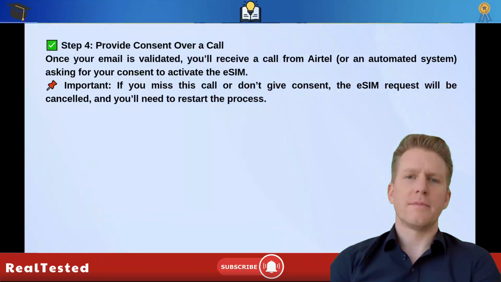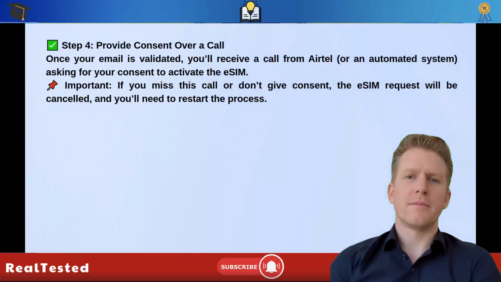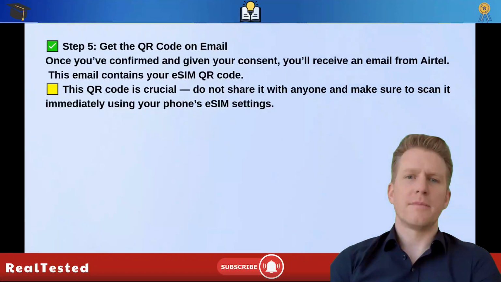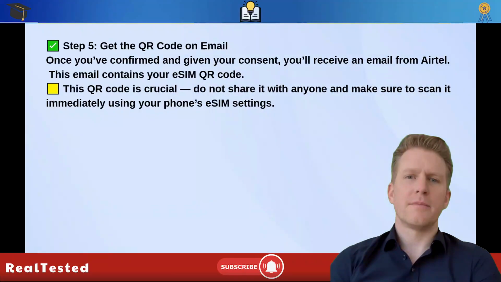After confirming via text, expect a verification call from Airtel. You must answer this automated or live call to give final consent. Otherwise, your request will be voided. Once approved, check your inbox for an email containing your unique eSIM QR code. Keep this code confidential and scan it promptly.